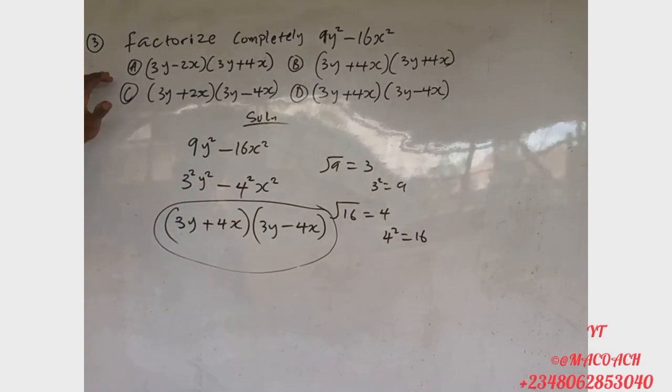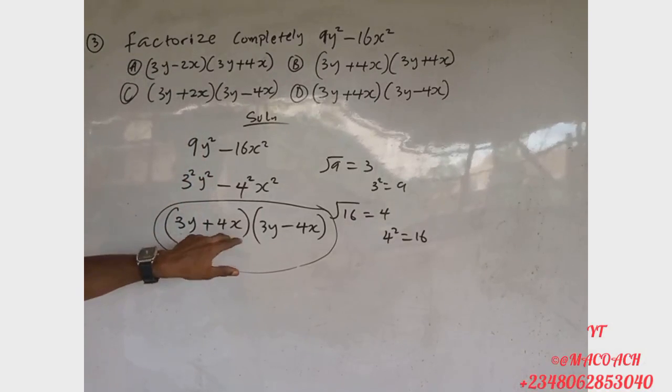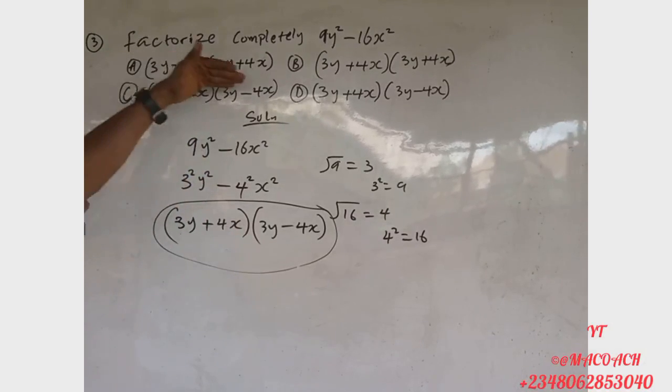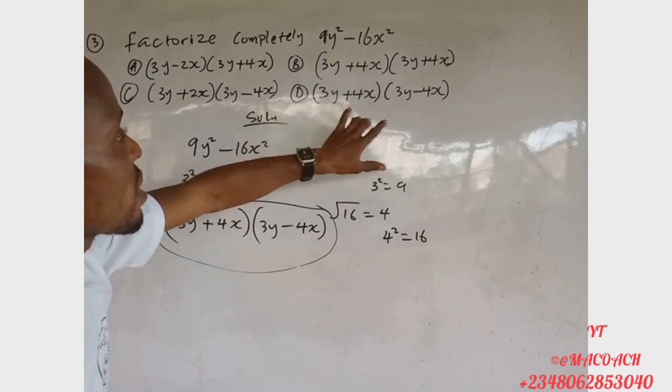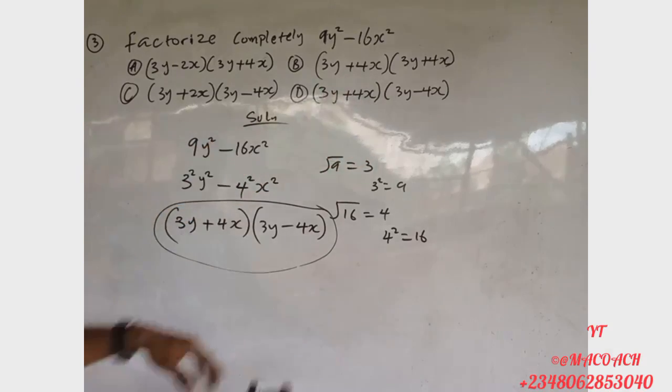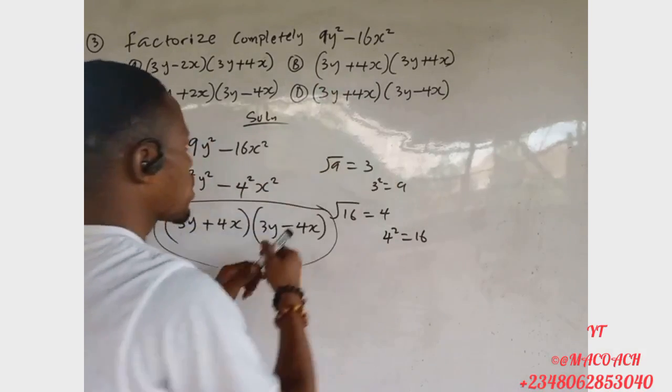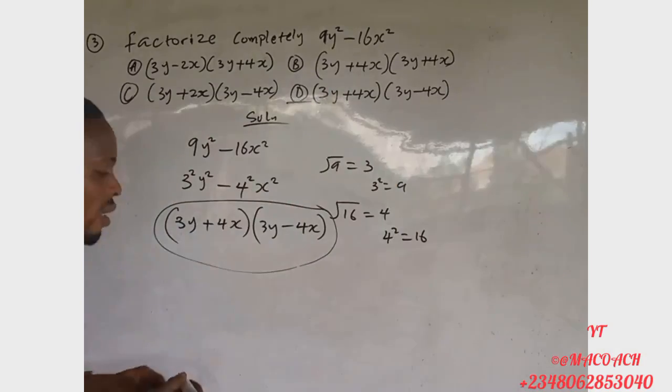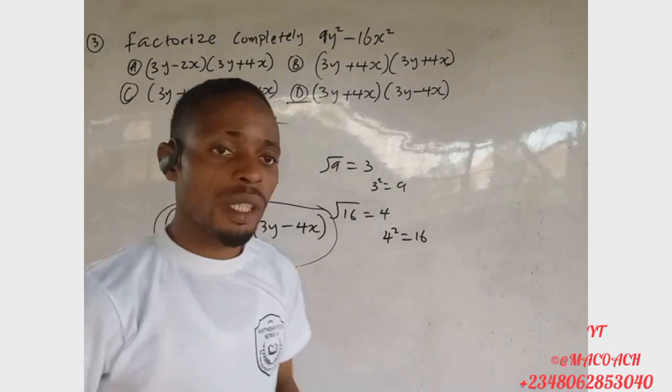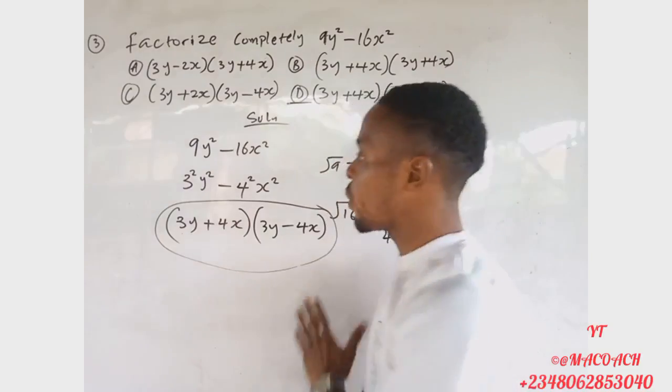Okay, let's look from our options here. We have 3y plus 4s, we have 3y minus 4s. So our answer is option D. So D is the answer for this question, and that is how you solve this question.